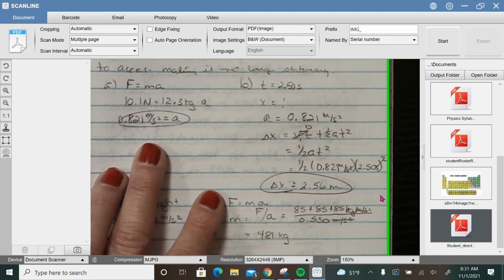Why can you not use the formula that's just acceleration equals change in velocity over change in time? Because we're looking for distance. We're looking for how far it went. We're not looking for its speed. We're looking for how far it went. Okay. Yeah.